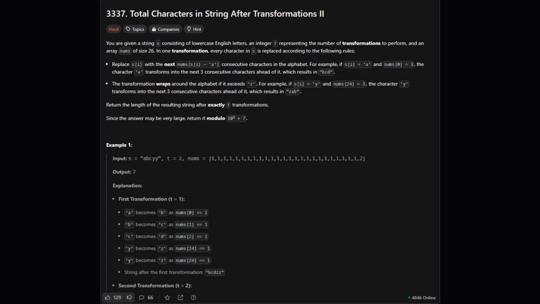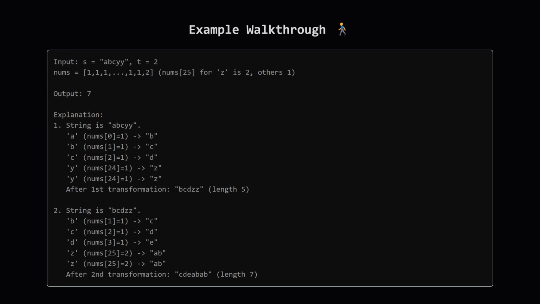The final answer we need is the total length of the string after exactly t transformations. And since this length can get super long, we need to return it modulo 10 to the power of 9 plus 7. Let's walk through the example given. Our starting string is the given s, the number of transformations is 2, and the list mostly contains ones, but the value for the fourth letter is 2.